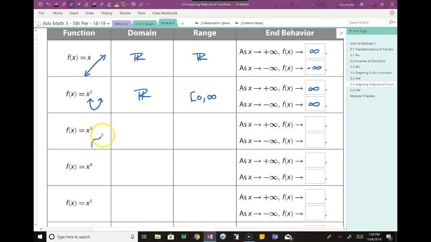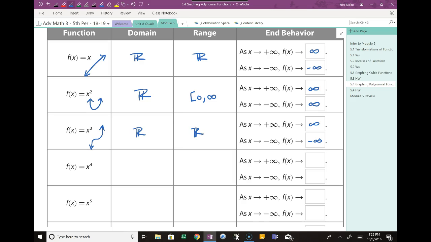John Travolta, good. So tell me about the domain and the range of a John Travolta. All reals, just like a linear function, right? Okay, tell me about the end behavior. As x goes to infinity, where's the y going? Infinity. And as x approaches negative infinity, where's the y going? Negative infinity. So far, linear functions and cubics have opposite end behaviors.